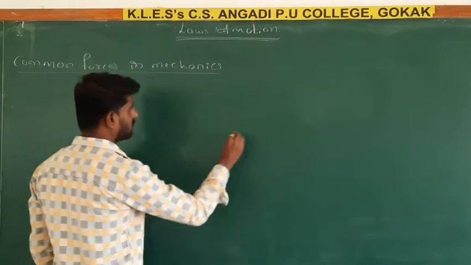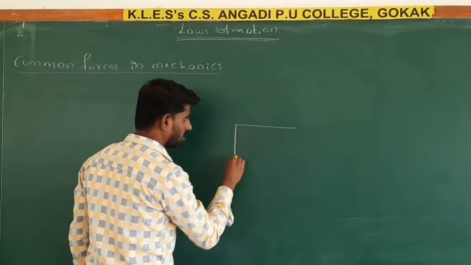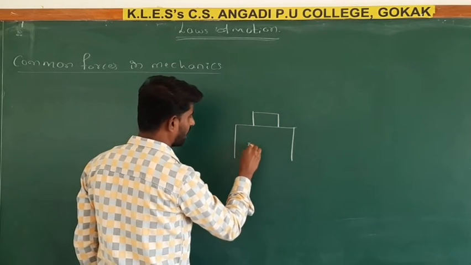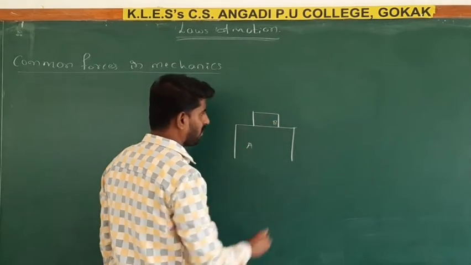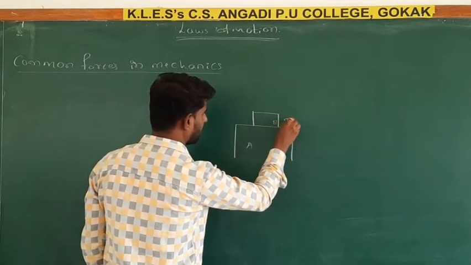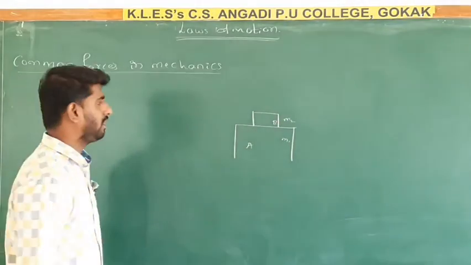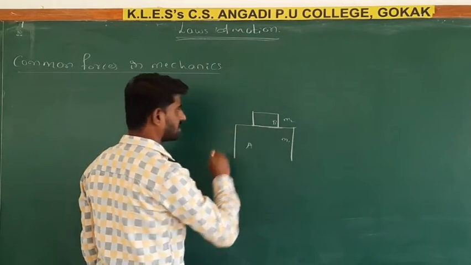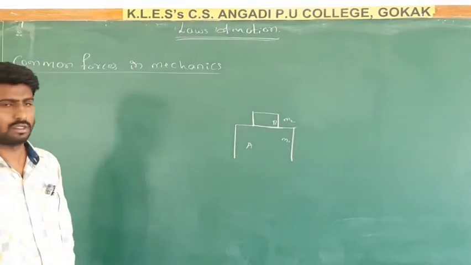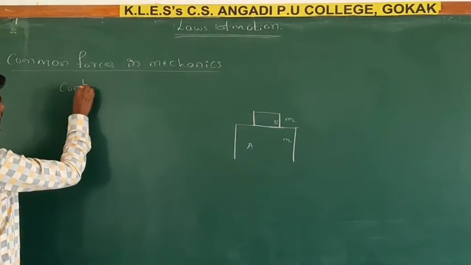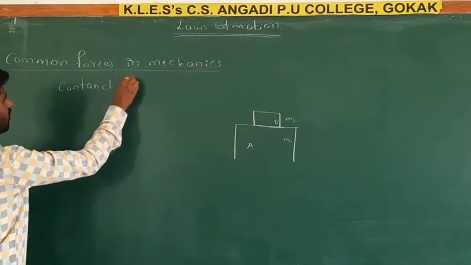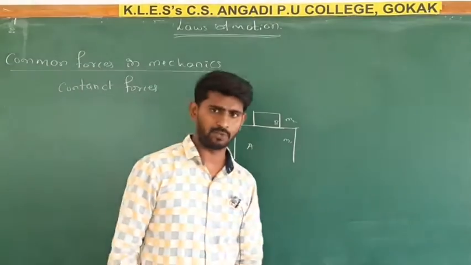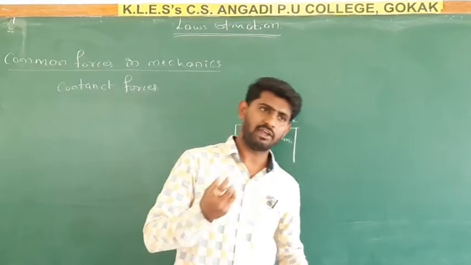Suppose there are two bodies, one lying over another. This is the first body, I call it A, and this is the second body, B. It has mass m1, and the other has mass m2. The force existing between the two surfaces is called the contact force. So common forces in mechanics means we study only the contact forces, except gravitation.